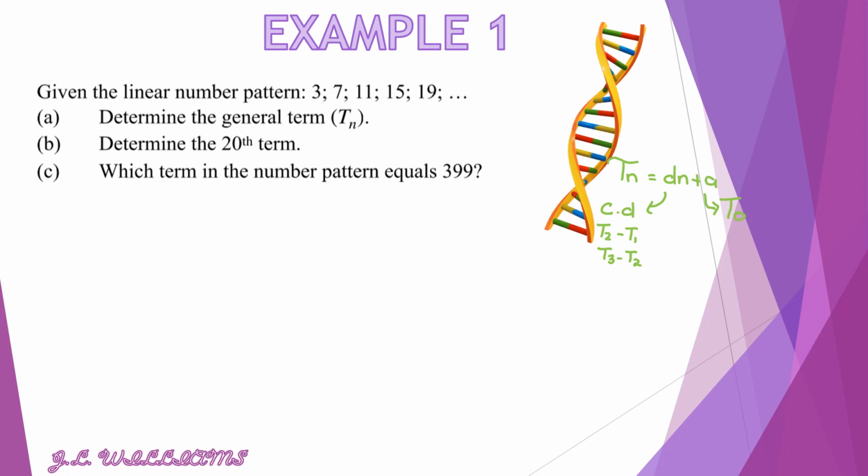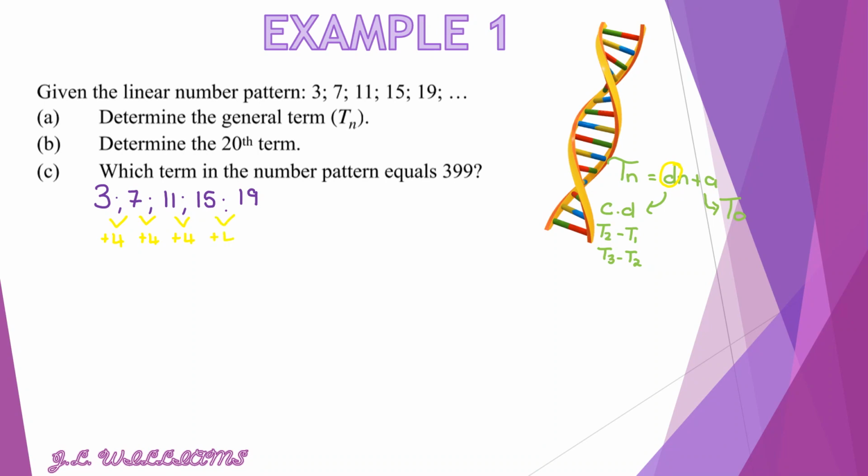Alright, so let's start. The first question here is to determine the general term for the above mentioned sequence. So we start off by rewriting the sequence. We got 3, 7, 11, 15, and 19. We can see from here that we are adding 4 to each term, so our constant difference is positive 4.